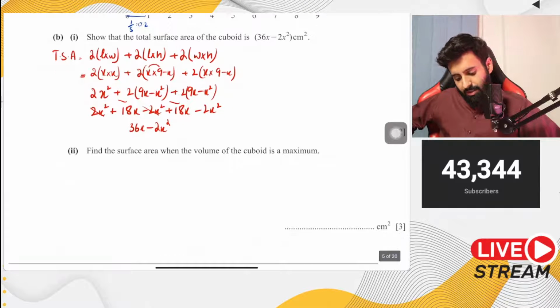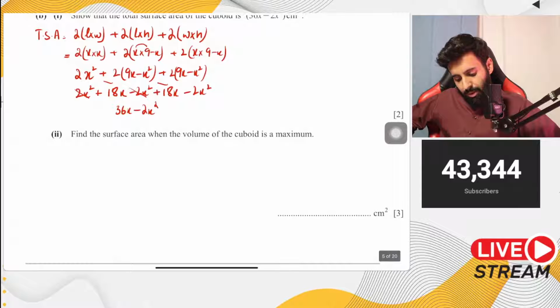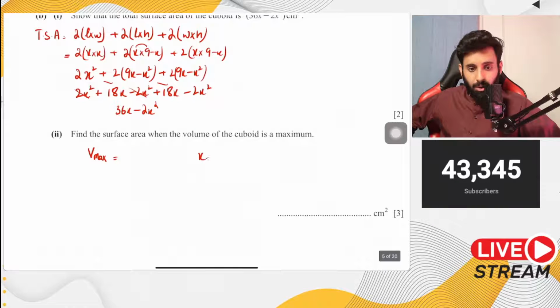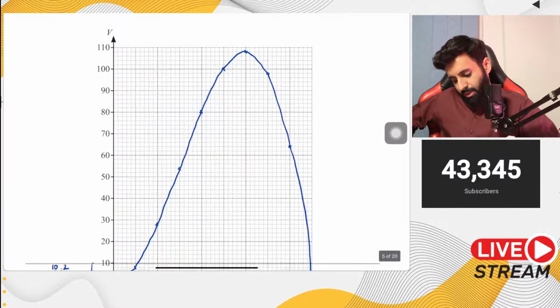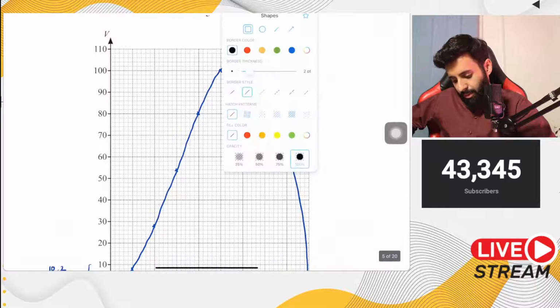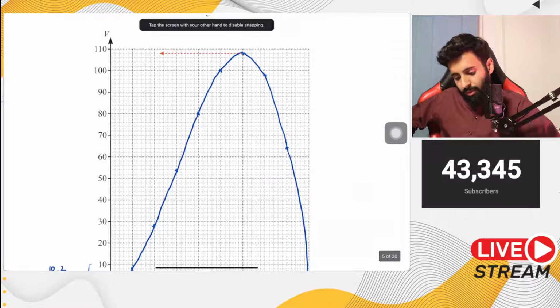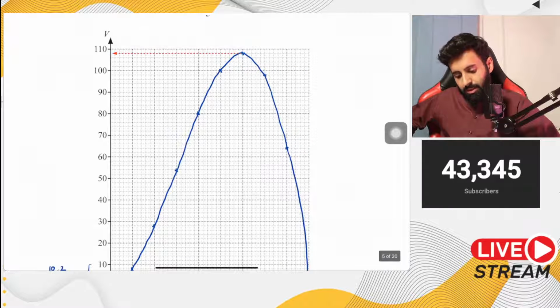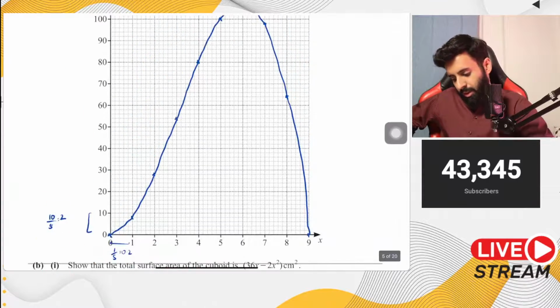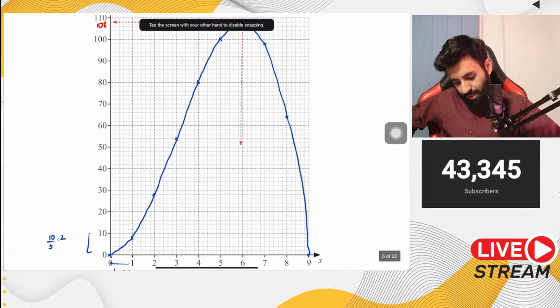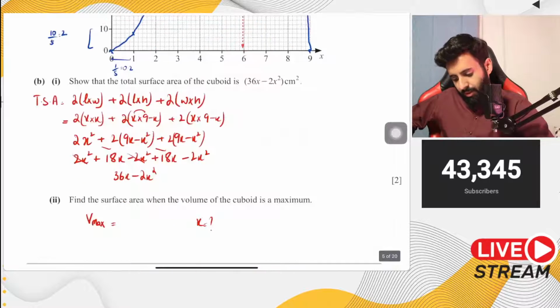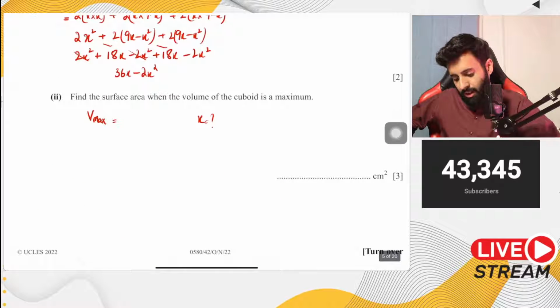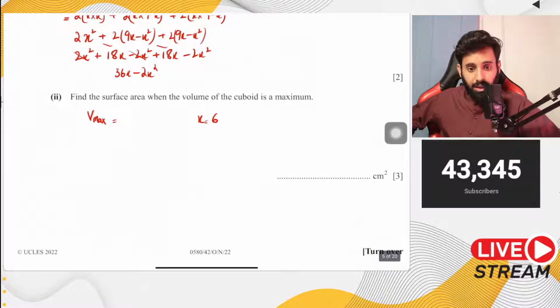Then it says find the surface area when the volume of the cuboid is a maximum. So when is the volume maximum? Let's find out the value of x when the volume is maximum. What's the maximum value of volume that we're looking at? We're looking at 108. So this is the maximum volume, and this is when x is equal to 6. So the maximum value of V occurs when x equals 6, and that is when the volume is equal to 108.